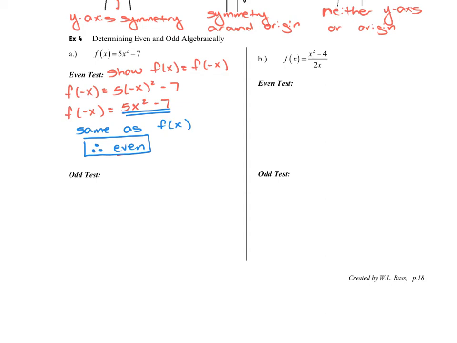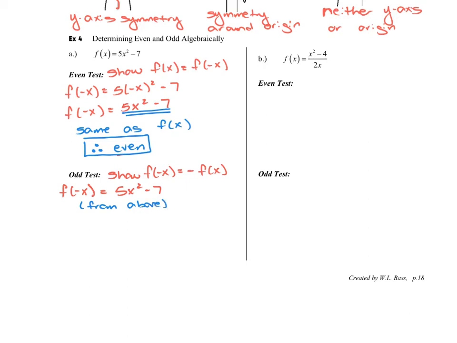So the odd test, what we're going to do is show that f of negative x, now notice we've already found that, we need to determine if f of negative x equals a negative f of x. So f of negative x, we already did that one. Let's rewrite it though. F of negative x equals 5x squared minus 7. If you want to write yourself a note, this is just from above, because we already did that work.